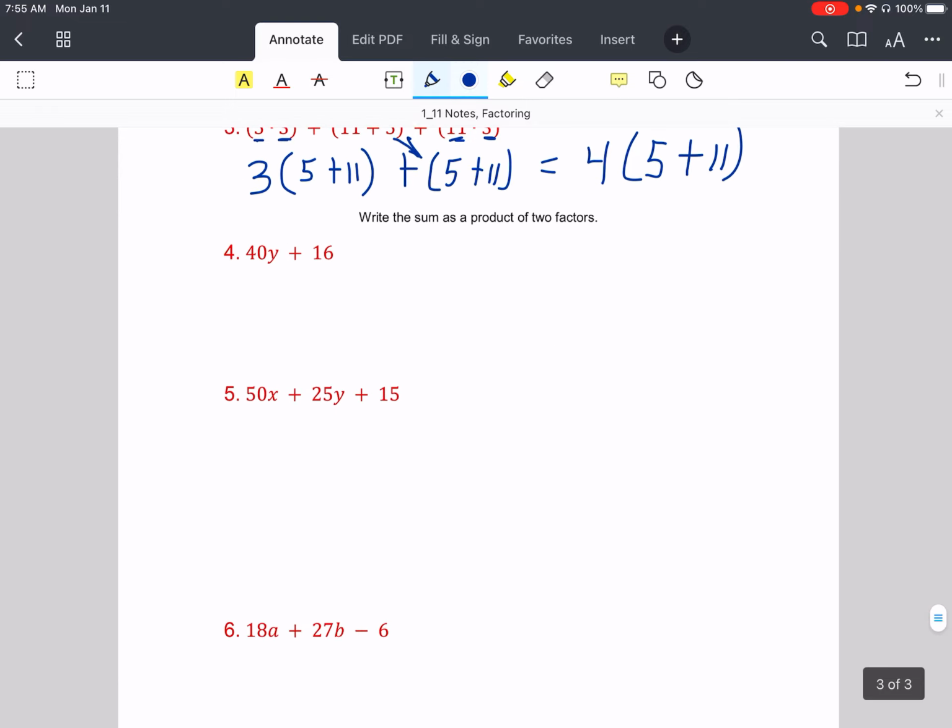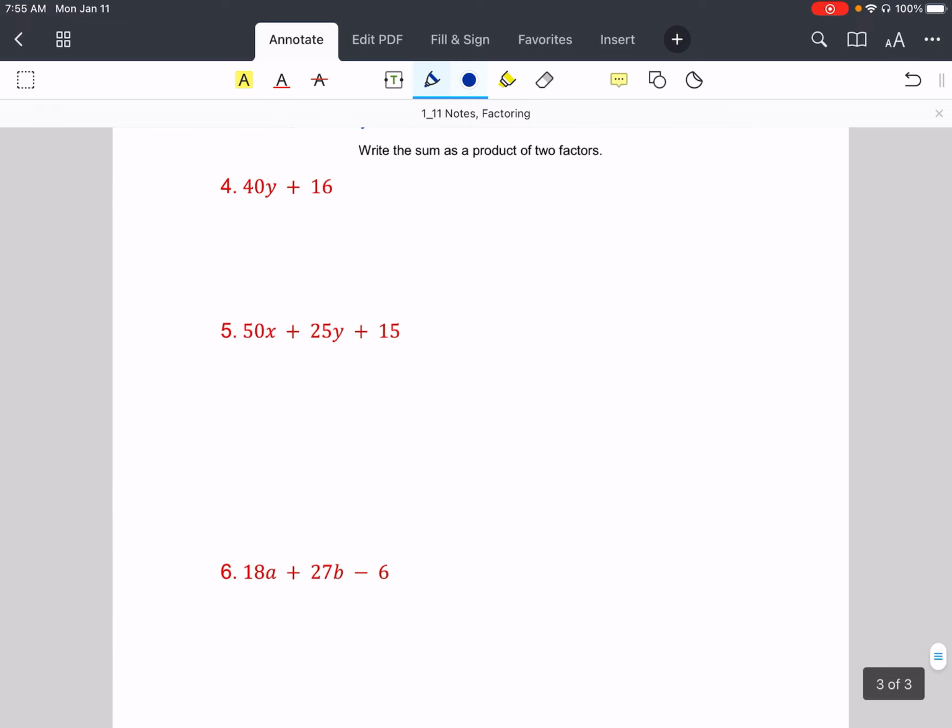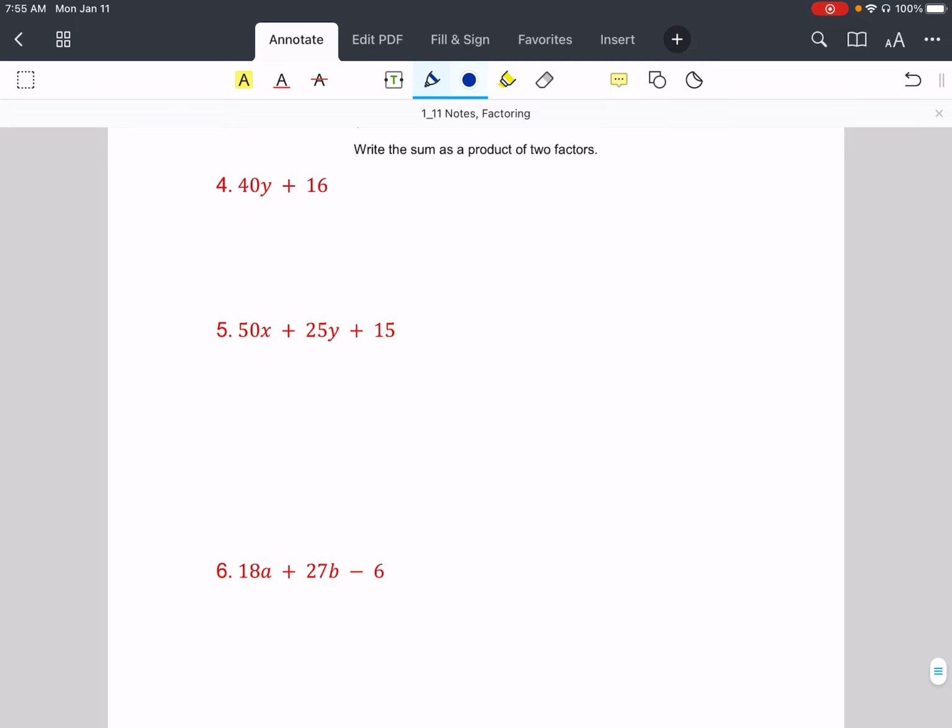These next examples are a little bit simpler, and they are going to be really useful when we get to some more complex equations. For these problems, whether there are 2 terms or 3 terms or however many, all you need to do is figure out the greatest common factor and divide everything by the greatest common factor. So for number 4, when we have 40y plus 16, we are going to factor out an 8, and this is going to be the opposite of the distributive property.